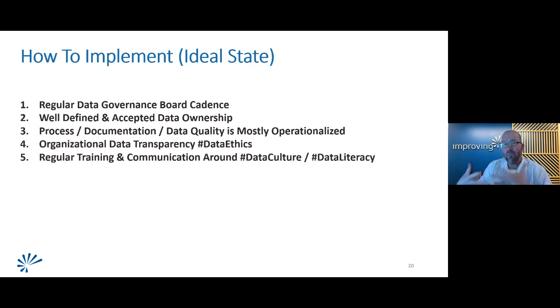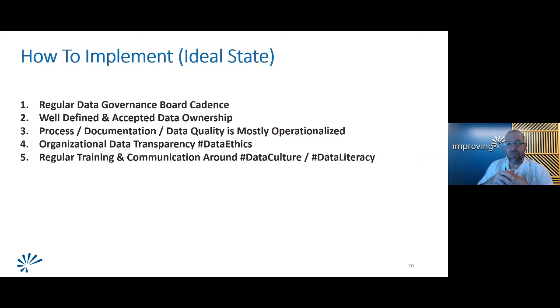Data quality is mostly operationalized, meaning that we've got monitors in place to tip us off if bad data comes in, and it can be immediately dealt with. That's huge. That way it's not subsisting in the ecosphere of data for a long amount of time without anybody really being tipped off by it. And then we do have that regular training and the communication around data culture.